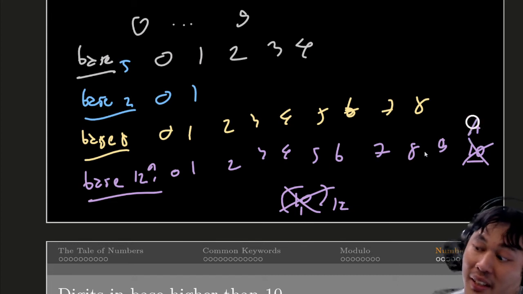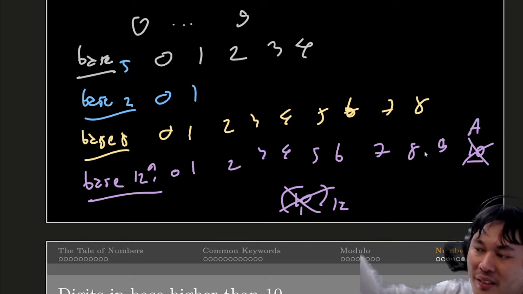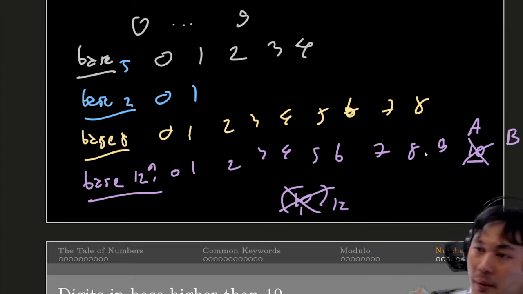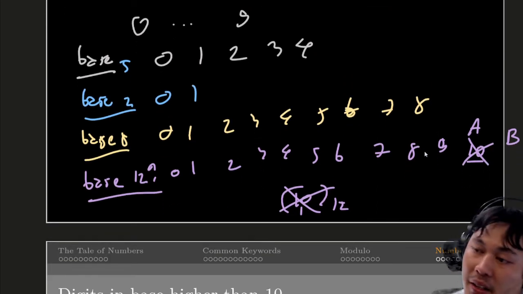So this letter A is 10. You can think of them as 10 objects lying around. Then we need 11 as well, of course, to use as a symbol. So that's for base 12. And you can keep the same pattern here.